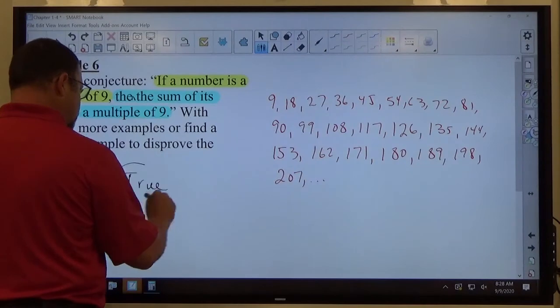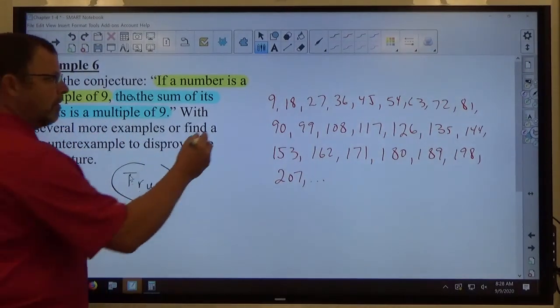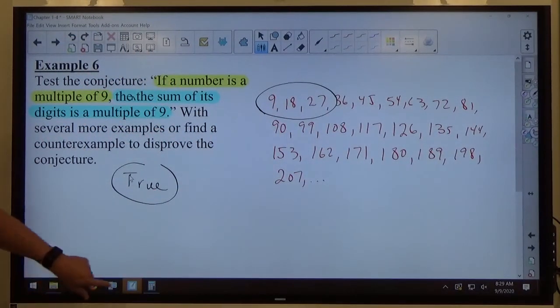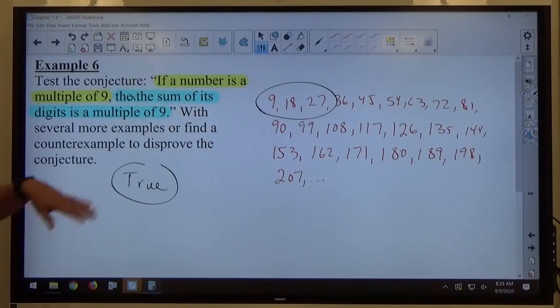And again, if it's true, give me some examples. Give me a few examples. That right there would be sufficient. 9, 18, 27. You could also go with Blaine's, what is it, 615,105, if you really wanted to, but I'd go with the small ones.